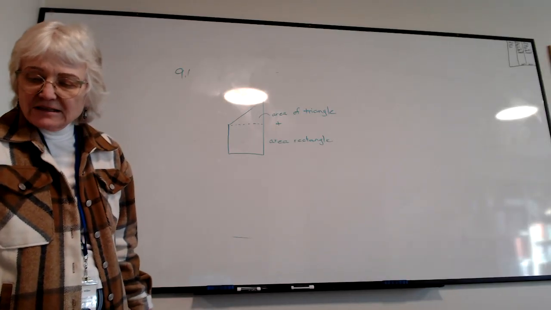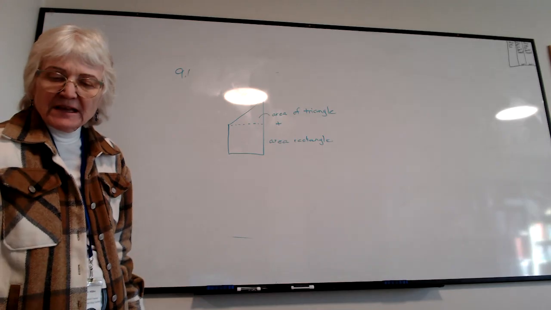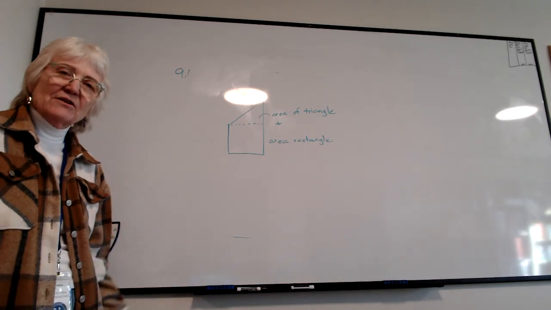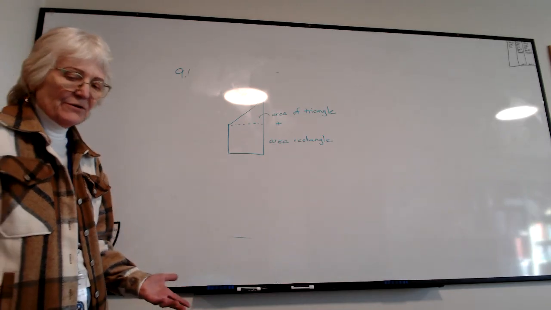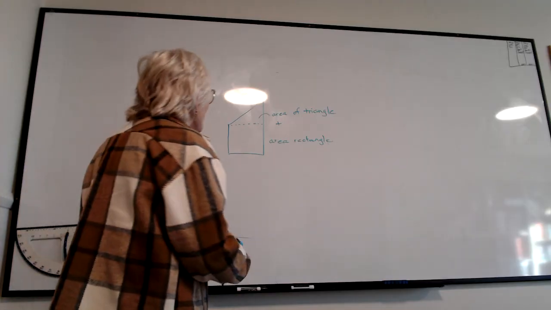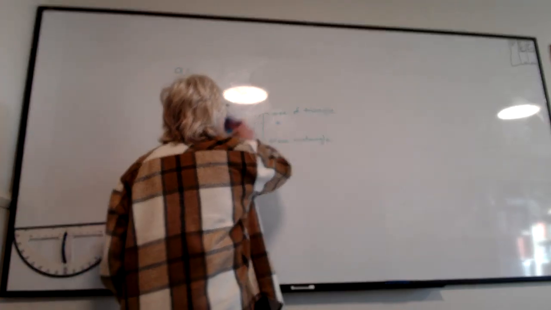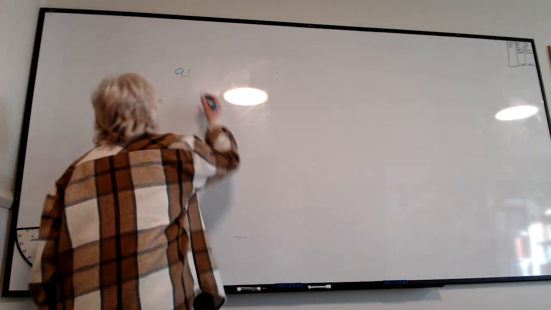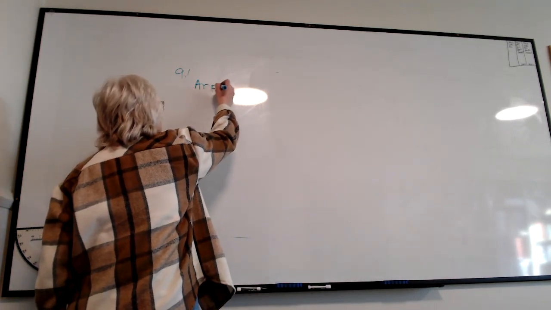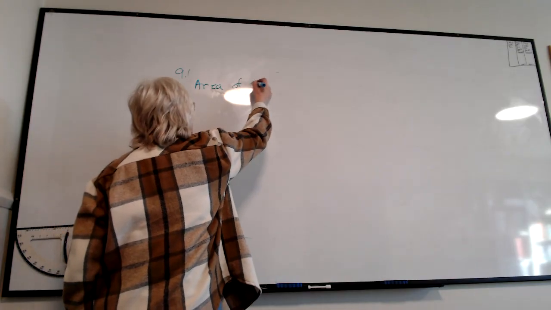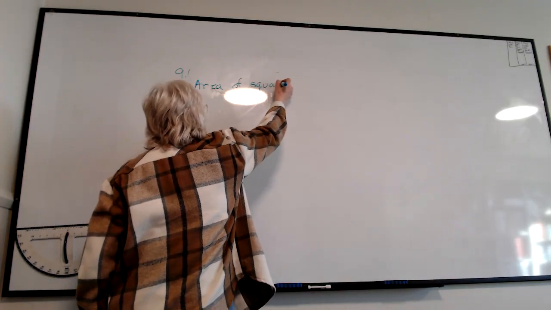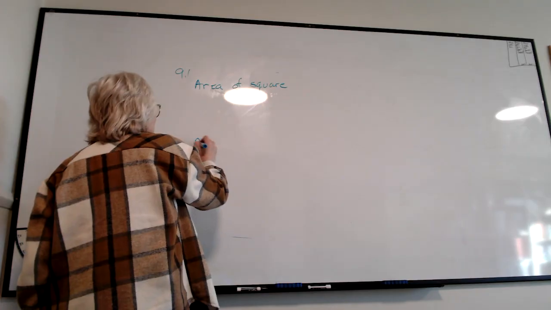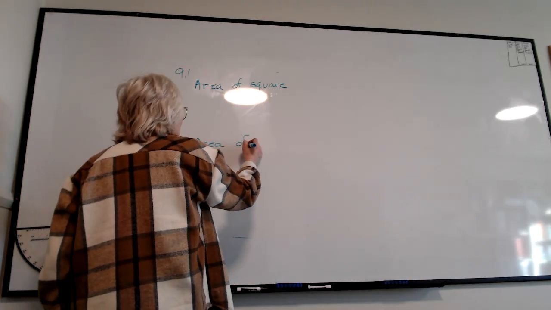Okay, when we get to 9.2, now we're going to talk about how to find the area of a square or a rectangle, which you guys should have figured out already. You should know how to do this already. It's not something new. We're looking at the area of a square and the area of a rectangle.